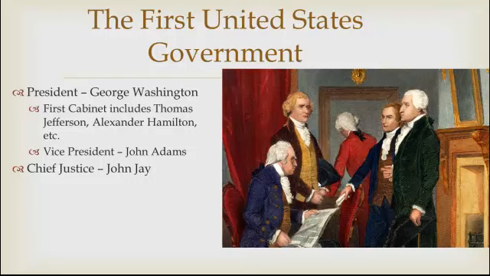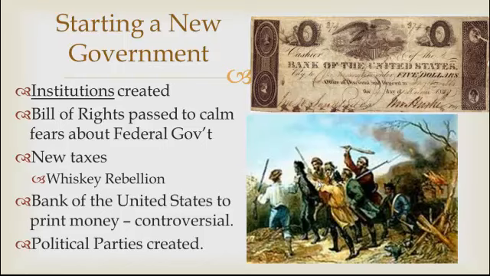George Washington pretty much ran unopposed for president. The first cabinet, basically the advisors to the president, included Thomas Jefferson, Alexander Hamilton, John Adams was the vice president, and also John Jay was the first Chief Justice of the Supreme Court. And this first government had a lot of work cut out for it.